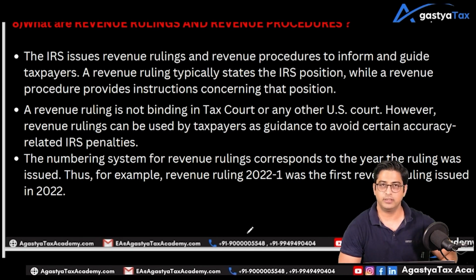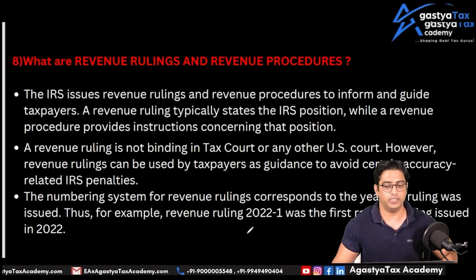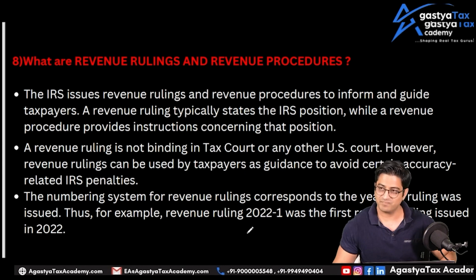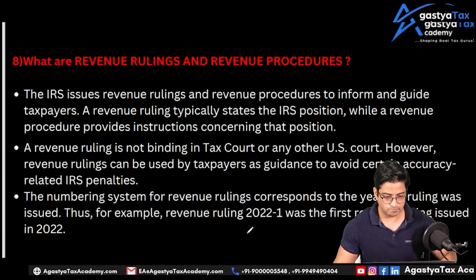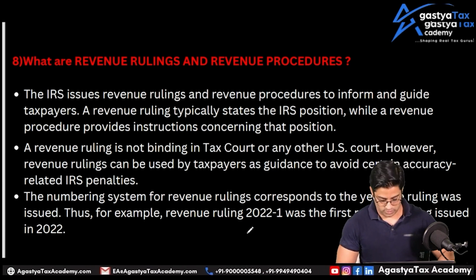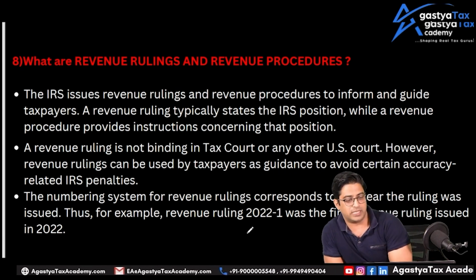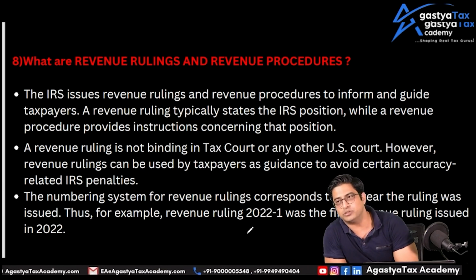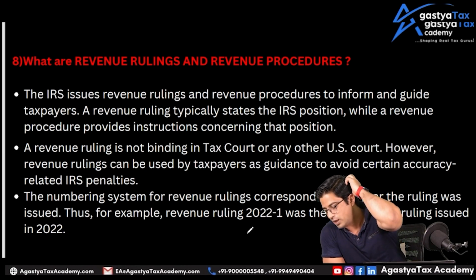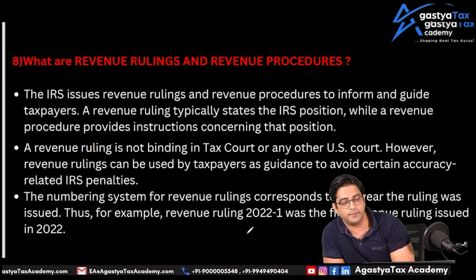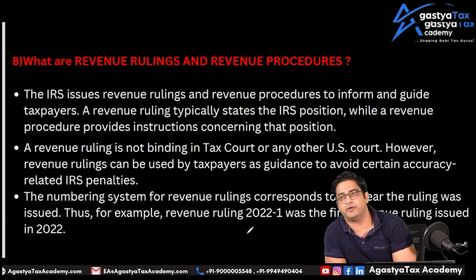What are revenue rulings and revenue procedures? Question number 8. So revenue rulings and procedures are not binding in tax code, but they can be used as guidance for taxpayers to avoid some accuracy related penalties. Accuracy related penalty I have explained earlier also, right? Say trust fund recovery penalty, accuracy related penalty, like failure to file, failure to pay.